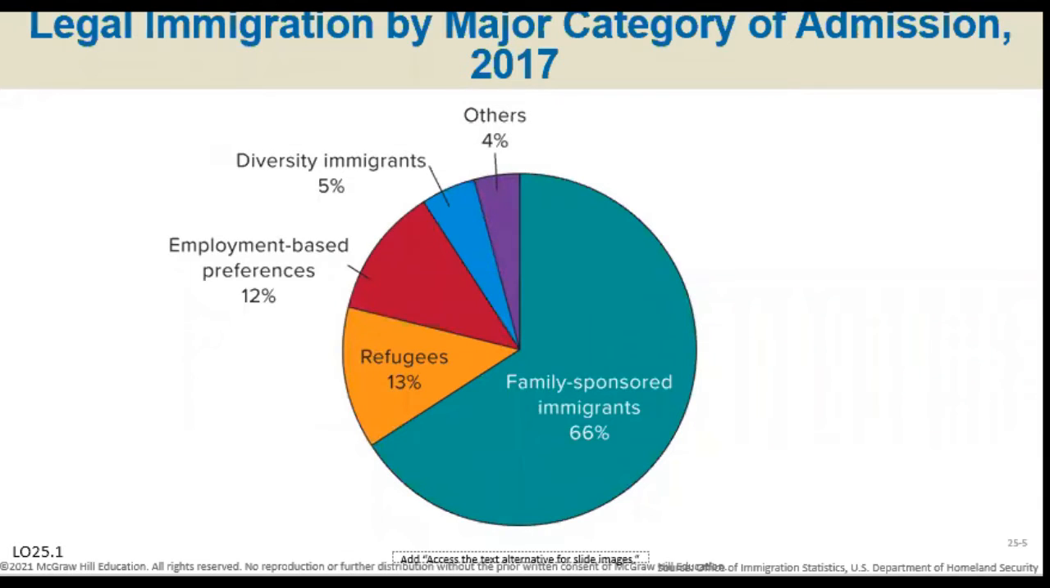So let's see the distribution of the immigrant population. This graph illustrates legal migration based on category of immigrant. Like I said before, you can see that the vast majority of migration is due to family sponsored immigrants, about 66%.